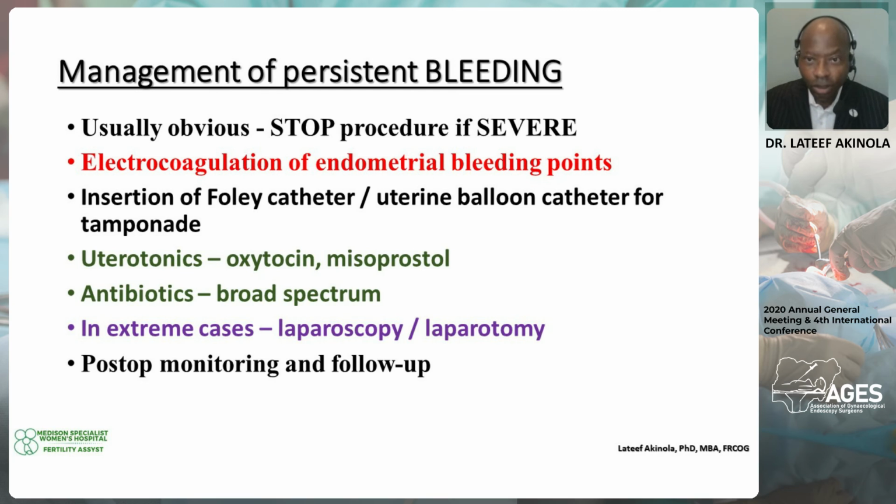Usually you stop the procedure if it's severe. You can do coagulation of the endometrial bleeding points. You can insert a Foley catheter after the procedure, or a uterine balloon catheter for tamponade. You can use oxytocin or misoprostol. Of course, after the procedure, you need to give broad-spectrum antibiotics. And in extreme cases where you feel that you may have perforated the uterus, you can resort to laparoscopy or laparotomy for definitive treatment. You need to give the patient good follow-up and post-operative monitoring.